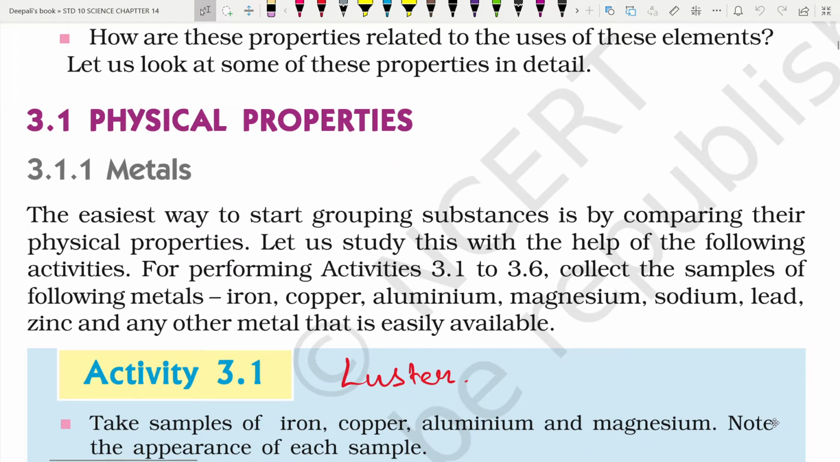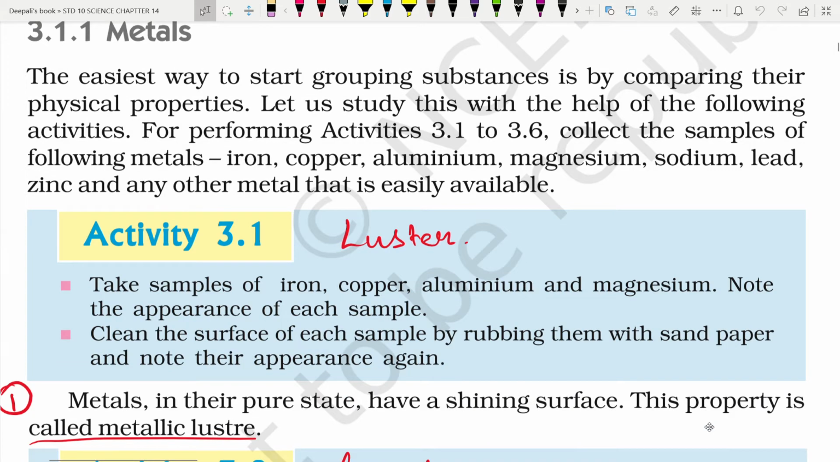Physical properties of metals. The easiest way to start grouping substances is by comparing their physical properties. Let us study this with the help of the following activities. Activities 3.1 to 3.6 will show us all the physical properties of metals. For that, you will need to collect a few samples of iron, copper, aluminium, magnesium, sodium, lead, zinc and any other metals that are easily available.